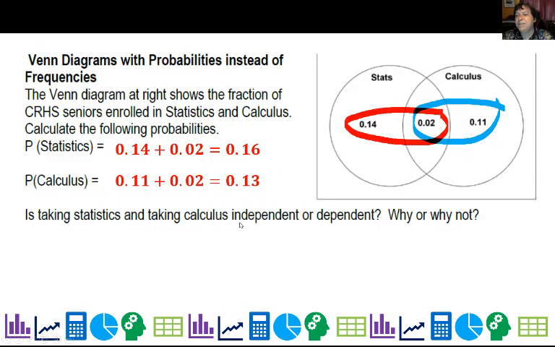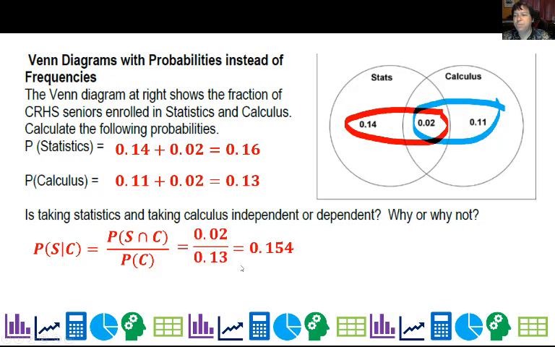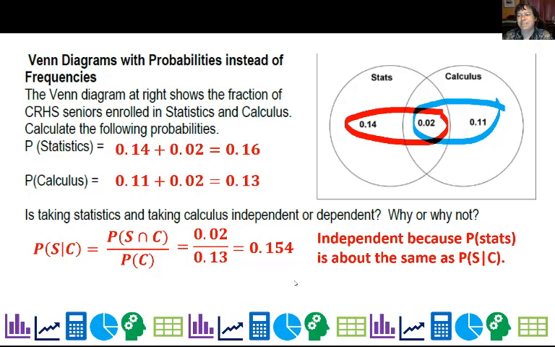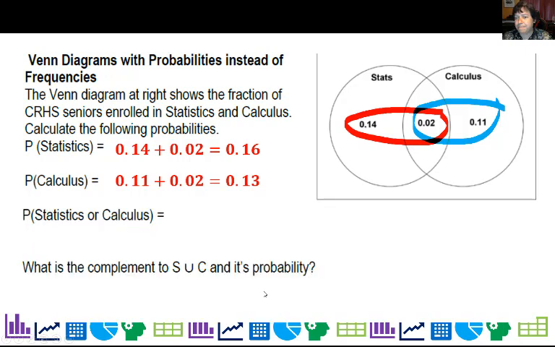Now, is taking stats and taking calculus independent or dependent, and why or why not? So this is why I showed you the conditional probability formula. I know the probability of stats. What's the probability of stats if I know the students in calculus? Does that affect it? So probability of stats and calculus is 0.02 divided by just the probability of calculus, 0.13. It's 0.154. So I would say it's pretty independent because the probability of stats didn't change a lot given that a student is in calculus. So that's how you can calculate conditional probability if you're just given probabilities instead of frequency.